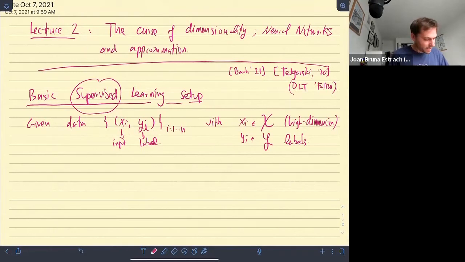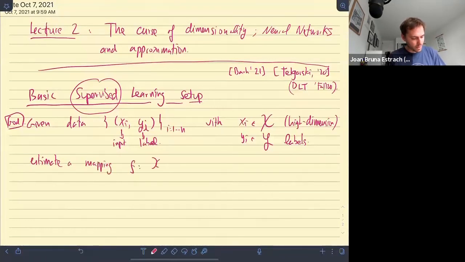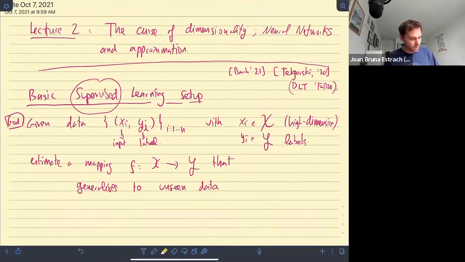What we want, basically the goal, is that given this data, we want to estimate a mapping that goes from the input space to the label space that, writing it very informally, generalizes to unseen data. Here there are two aspects one could wonder about. First, what does it mean to generalize? How do you formalize this idea that there's some setup where you have some data, and then someone tells you about something that will happen in the future? Who knows what's going to happen in the future?